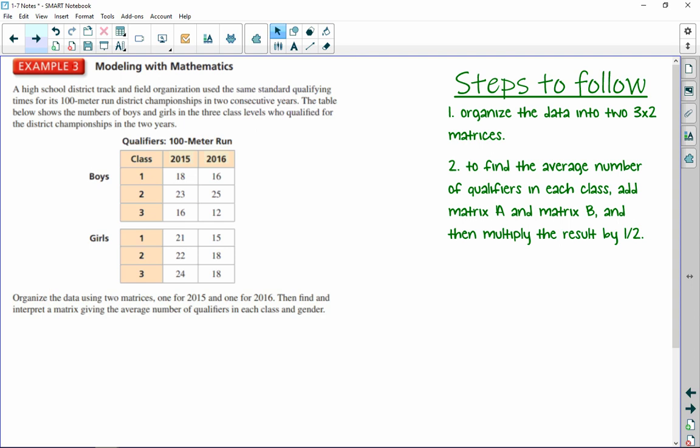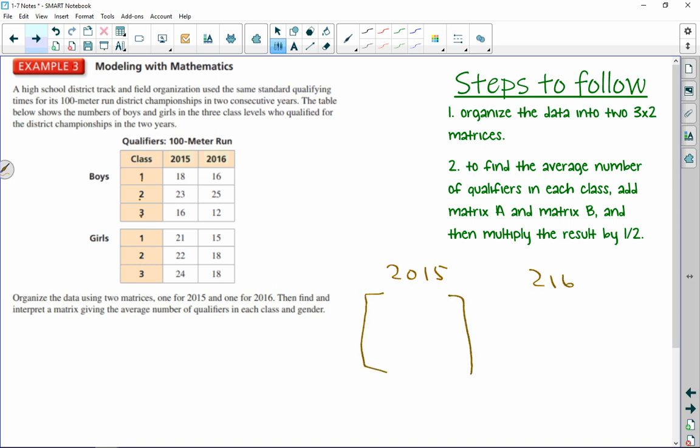Okay, so the way I want to set this up, organize the data in 3x2 matrices. Why 3x2? How many rows do you have? 1, 2, 3. How many columns am I going to have? I'm going to have 2, right? Now, my matrix is going to be what? 2015, and my other one's going to be what? 2016. Okay, so I know it's a 3x2 and a 3x2. Who's going to go on the left-hand side? Who goes in the left column? The boys do, right? Who goes in the right column? The girls. Okay, so I'm going to put for 2015, I'm going to put the boys first.